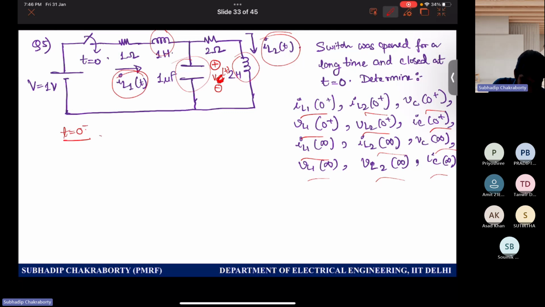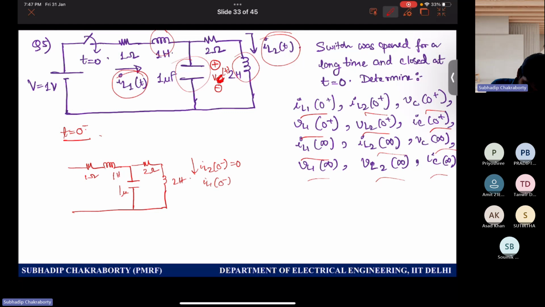So at t equal to 0 minus, how can you solve? It is just an open circuit, right? And 1 Henry and then 1 micro, 2 ohm and 2 Henry. But this circuit is without any sources. So all the currents initially would have been 0. Voltage across capacitor would have been 0.